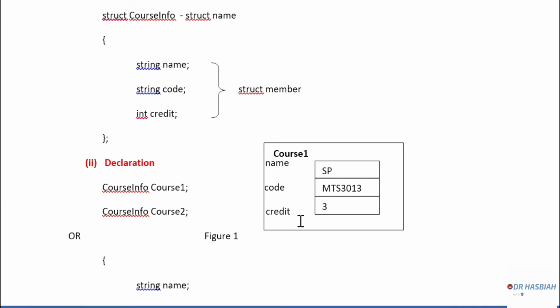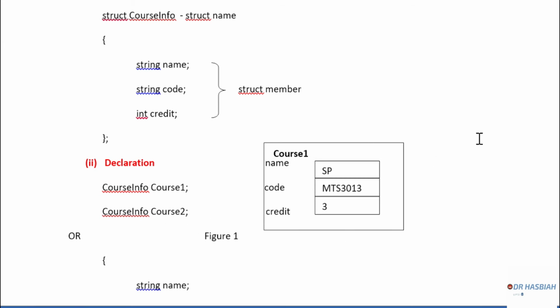So in order to use the struct, first you have to do the definition, and then you have to do the declaration. Now the second example here, I put cost info cost 2. So what does it mean? The data type of cost 2 is cost info. So whatever you have in cost info here, you will have in cost 2.